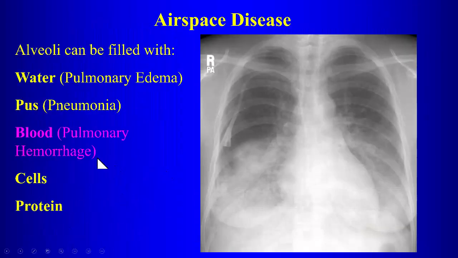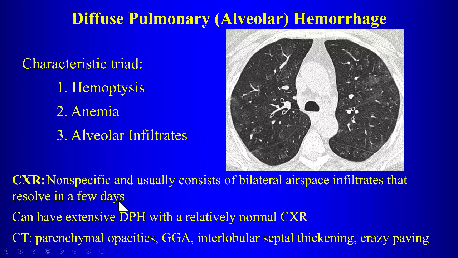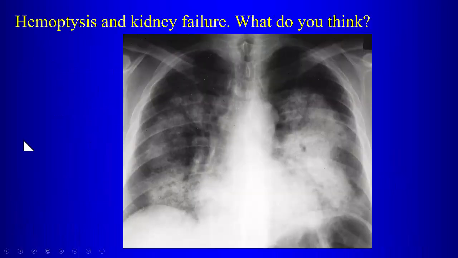So moving on to pulmonary hemorrhage, as we continue our discussion of airspace disease, the triad for pulmonary hemorrhage: hemoptysis, anemia, and consolidation. So if you have consolidation, they can be ground glass. They can be very subtle consolidations. So hemoptysis is the key. If we have hemoptysis and consolidations on CT scan, then we can think pulmonary hemorrhage.